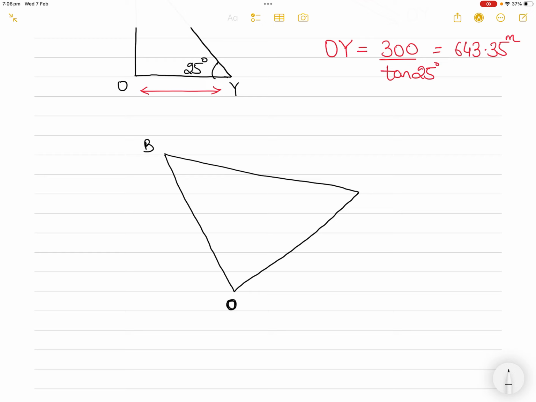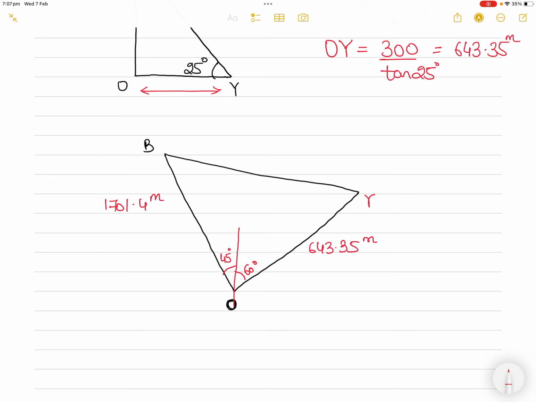Alright, we have the boat here, and if I draw a perpendicular line here, this is nothing but north 45 degrees west, and this is north east 60 degrees. All right, and we call this Y. Right, we know the two distances, so OB and OY. So OB is 1701.4 meters and OY is 643.35 meters.